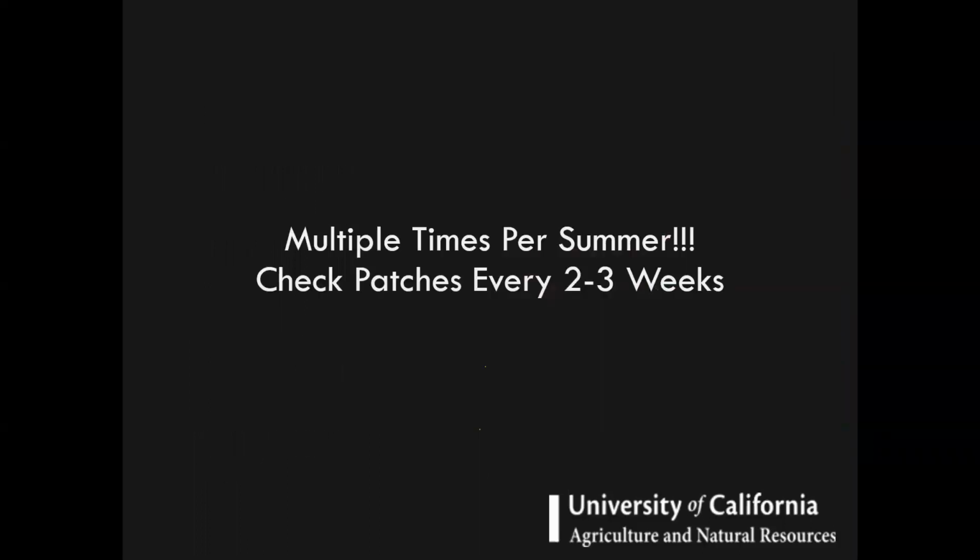The big thing with goat heads is that they germinate in multiple flushes throughout the summer, especially if we have thunderstorms throughout the summer. So anywhere where you know you have goat heads, you want to go out and check those patches every 2 to 3 weeks to make sure that you're not missing some seedlings out there and letting them go to seed.